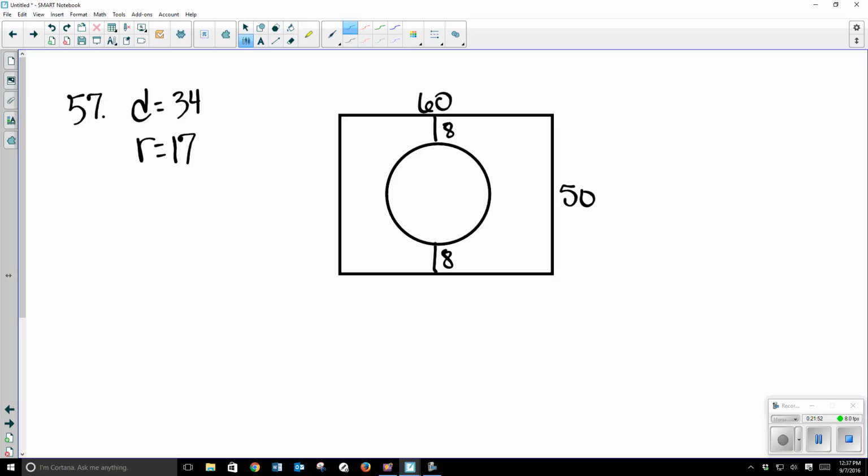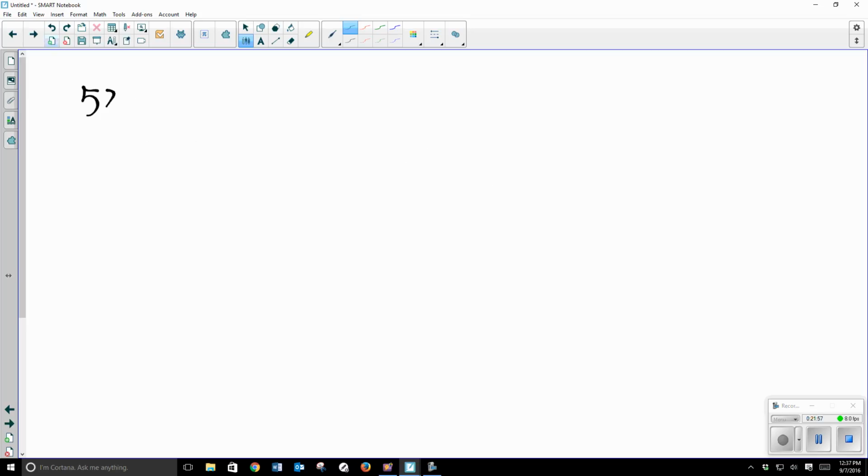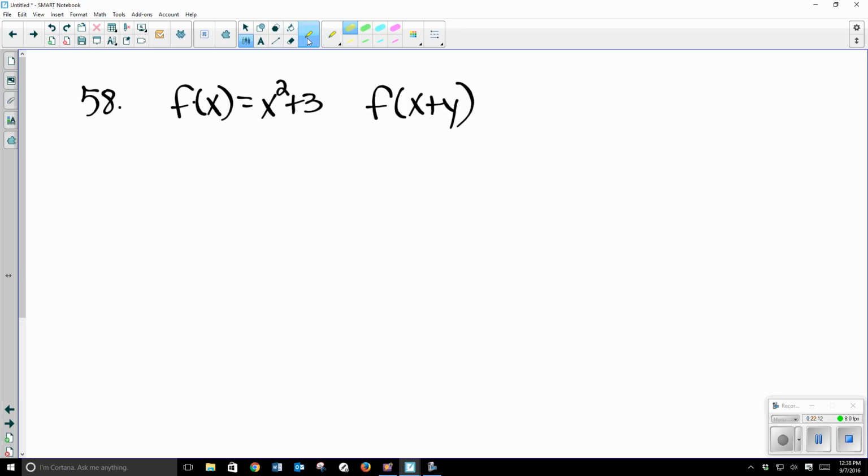Number 58. You've got f of x is equal to x squared plus 3. Find f of x plus y. Don't make these harder than they have to be. All you're doing is taking this and plugging it in for whatever's here. So that means you have x plus y, squared, plus 3.